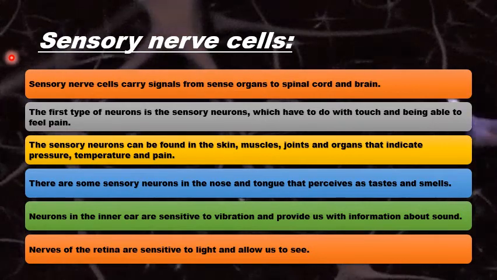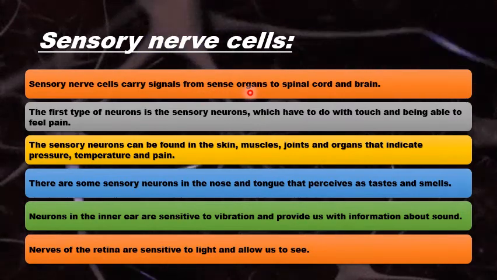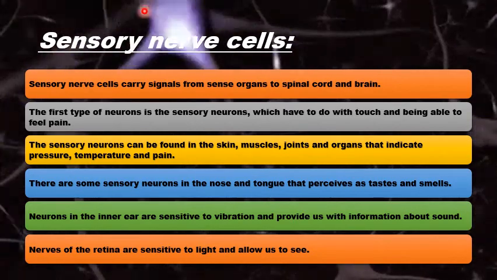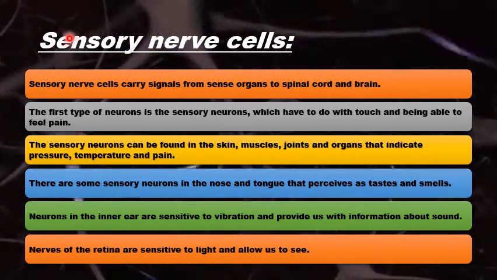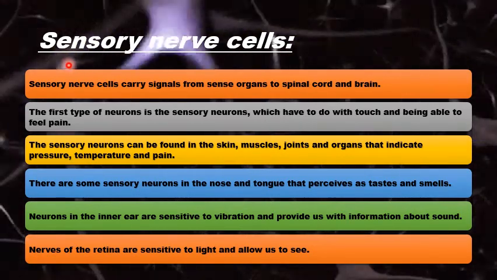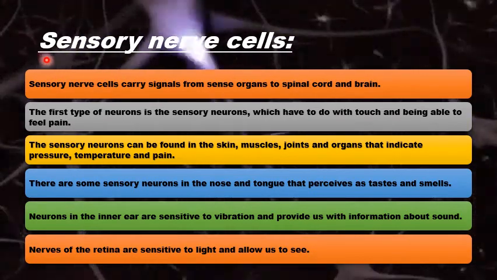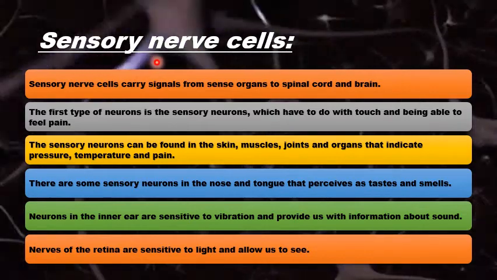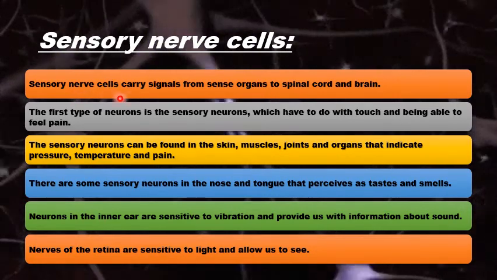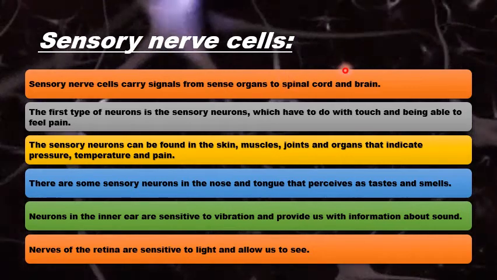Let's begin with sensory nerve cells. Sensory nerve cells carry signals from sense organs to the spinal cord and brain. As the name indicates, these are sensory nerve cells. It means they are located on our sense organs. We have five sense organs, and all these five sense organs have sensory nerve cells. So what happens? Sensory nerve cells carry signals from sense organs to the spinal cord and brain.